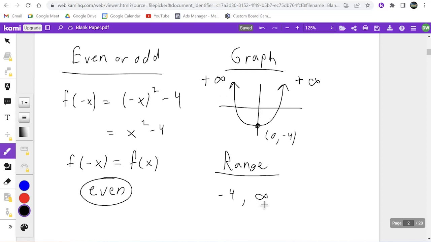So then the highest number is infinity. Infinity always gets parentheses. And -4 is included because you're touching -4. If there was an open circle or a horizontal asymptote, then you'd get a parenthesis. But we don't have that, and that's pretty rare, honestly. Any questions on number 1 here? That's it for this one.